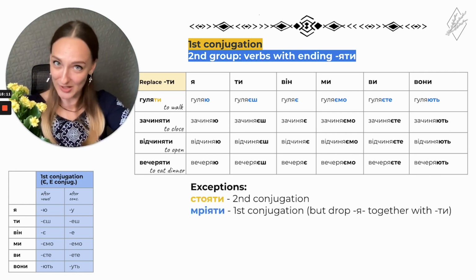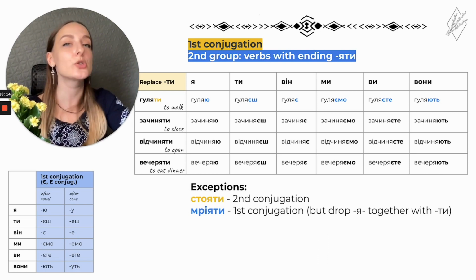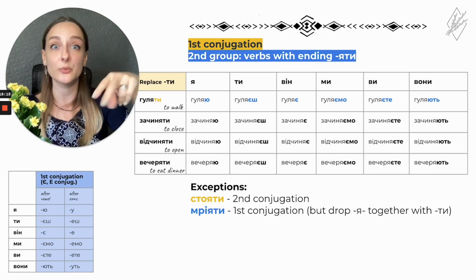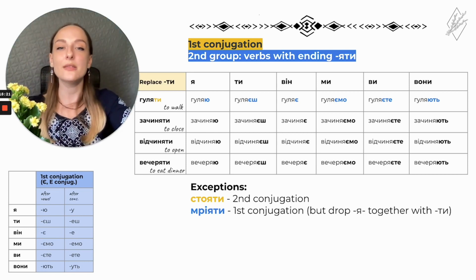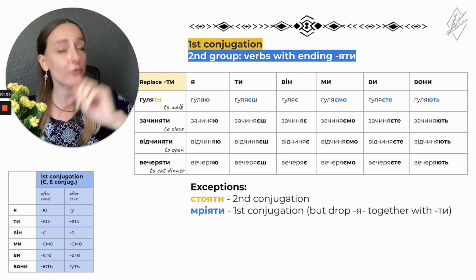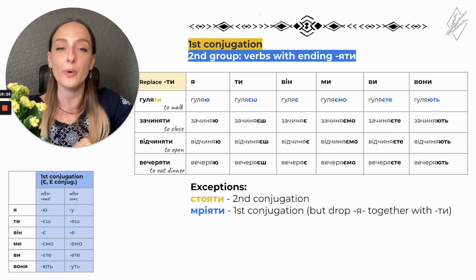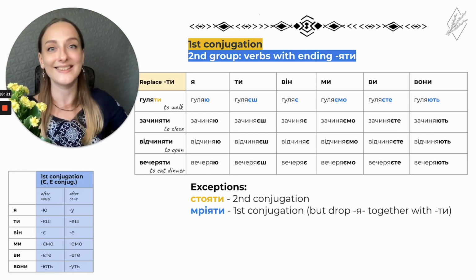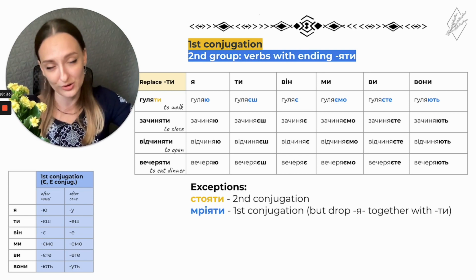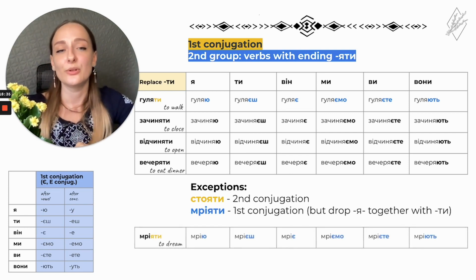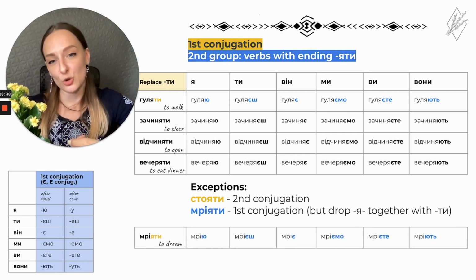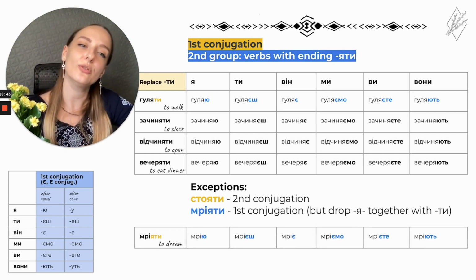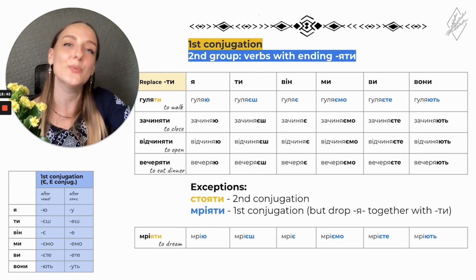But we also have exceptions. The verb стояти, we need to remember that it's exception. Despite the ending яти, it will be second conjugation. And the verb мріяти, it's the first conjugation like it should be, but here we need to drop not just ending ти, but ending яти. This is exception. And then we will receive these forms. Я мрію, ти мрієш, він мріє, ми мріємо, ви мрієте, вони мріють.